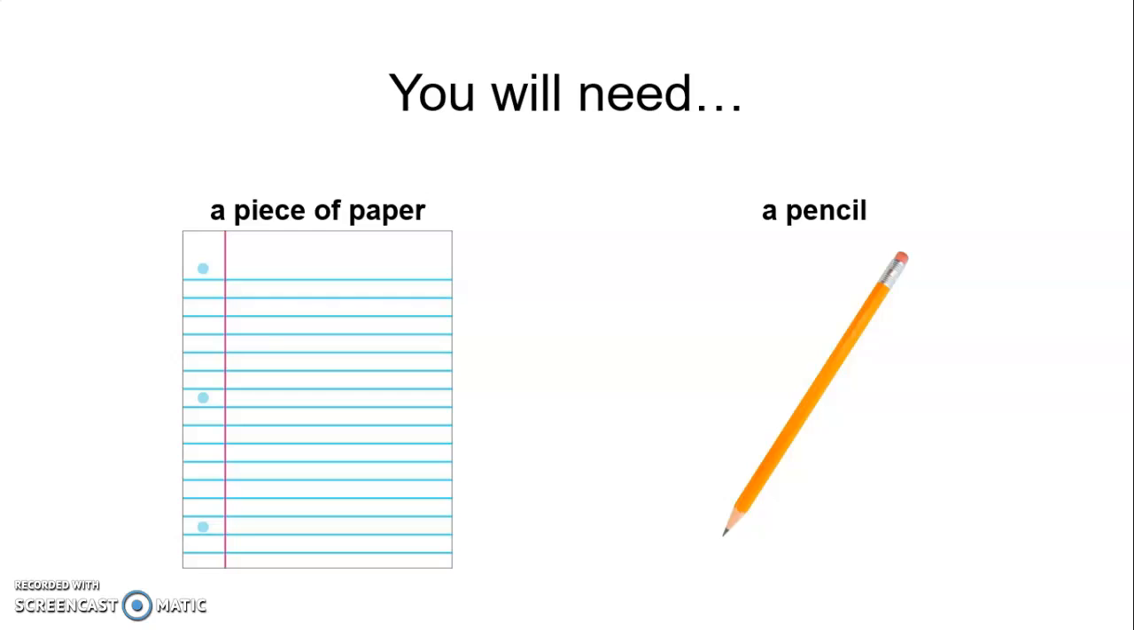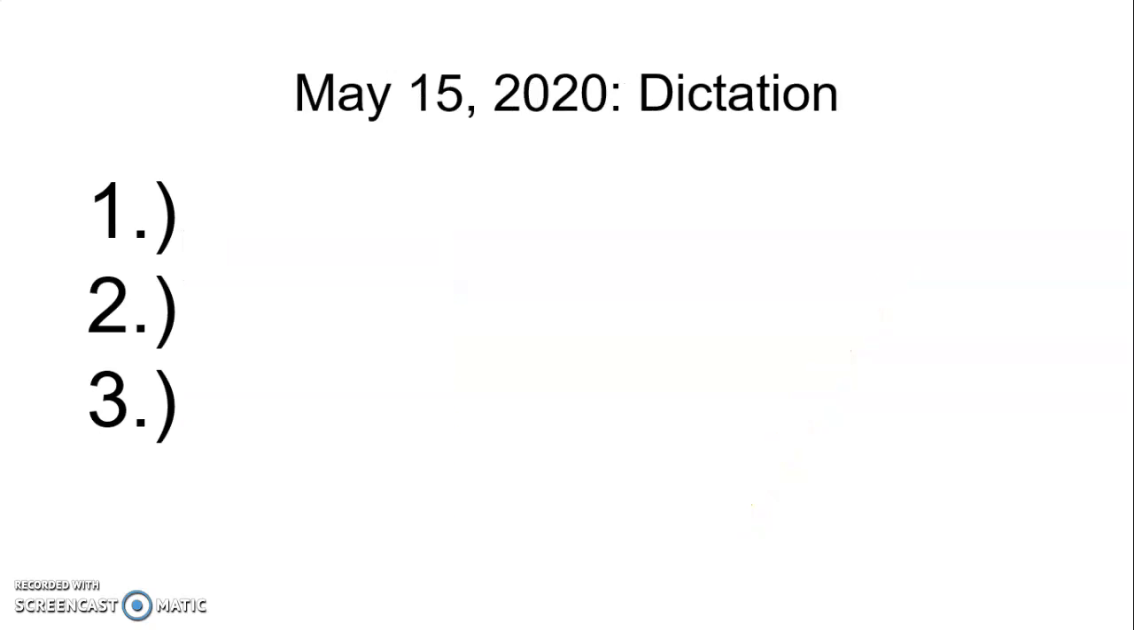All right, so for this activity, you will need a piece of paper and a pencil. We're going to do another dictation. So May 15th, 2020, dictation, 1, 2, 3. Voy a deletrear 3 palabras y vas a escribir lo que escuchas. All right, number 1, H, A, P, P, Y.